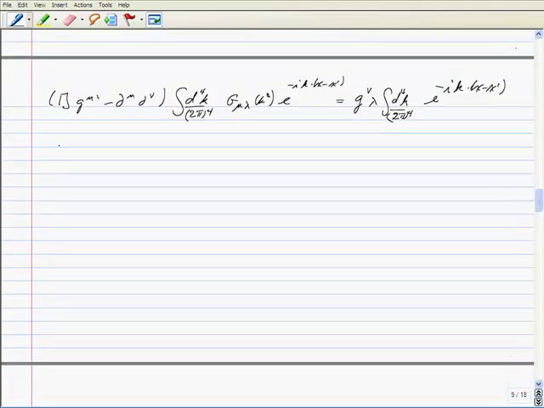Okay, so the main thing is, why is this important? So this is a fact. Why is it important?